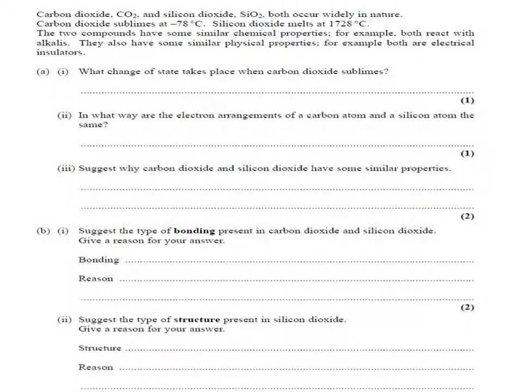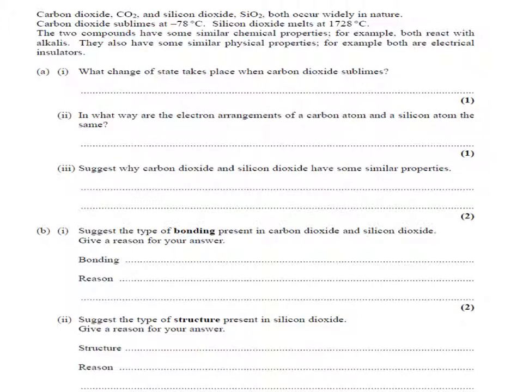This came from quite an old paper actually, probably back in 2006 or so, and they give you quite a lot of information at the top, and it's to do with carbon dioxide and silicon dioxide. There's a lot of information up here. Carbon dioxide sublimes at minus 78 degrees C, and silicon dioxide melts at 1728. So melting is obviously when a substance turns from a solid to a liquid.